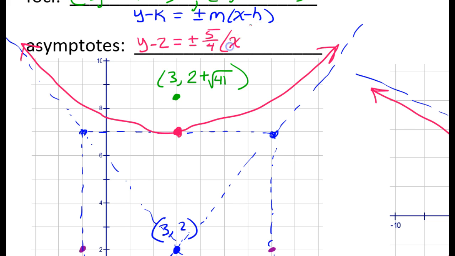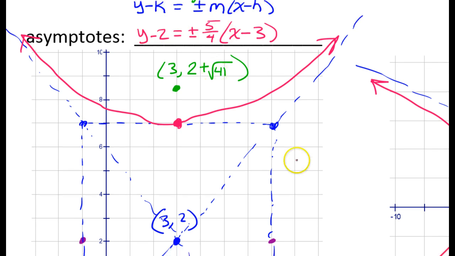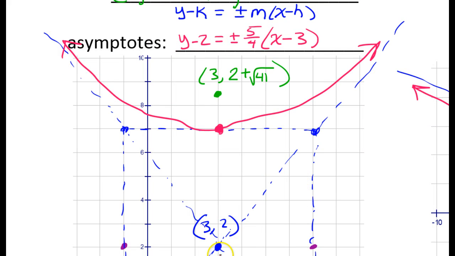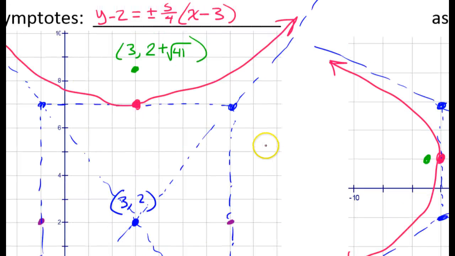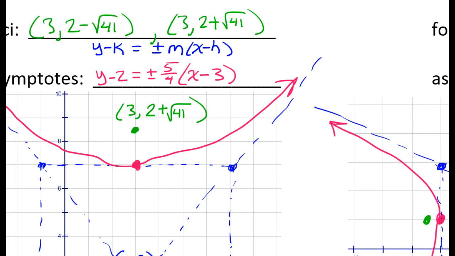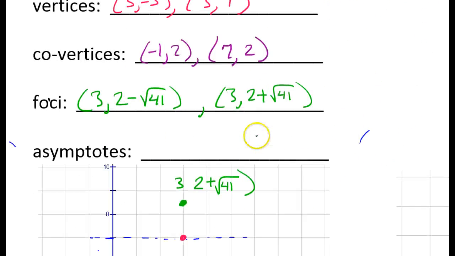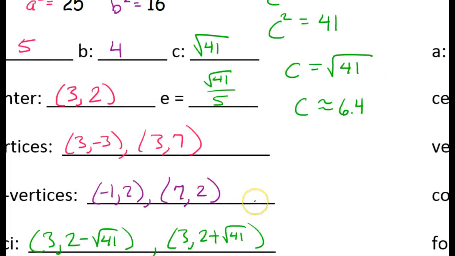Now I need x minus h. The h value is this 3. The x coordinate goes with the x part of the equation, of course. So I will just put x minus 3. And that's it. This represents both asymptotes because of the plus or minus. The positive 5 over 4 is the upward sloping asymptote, and the negative 5 over 4 is the downward sloping asymptote. And that's it for example 3, part A.